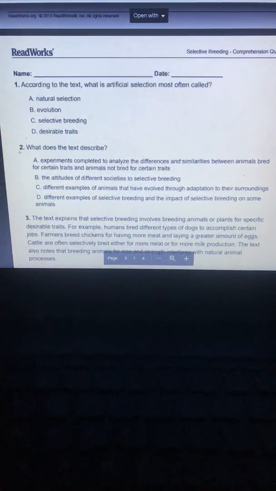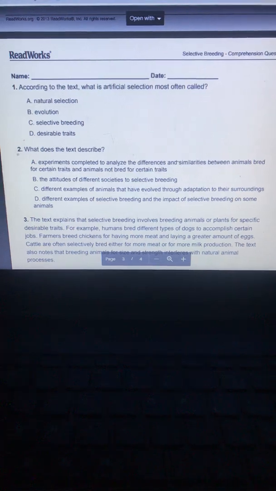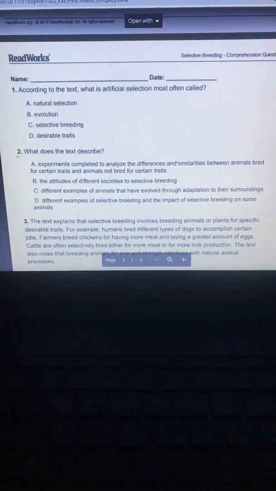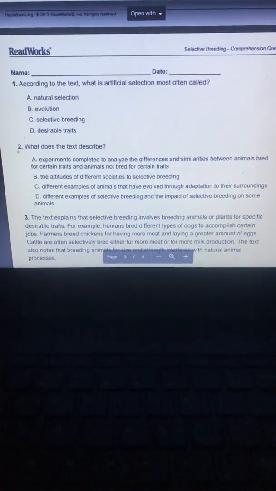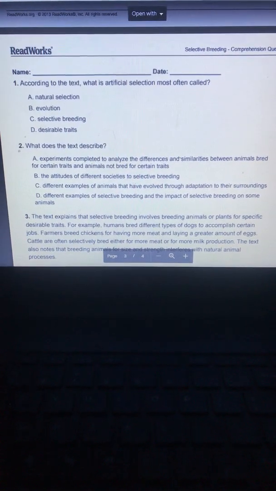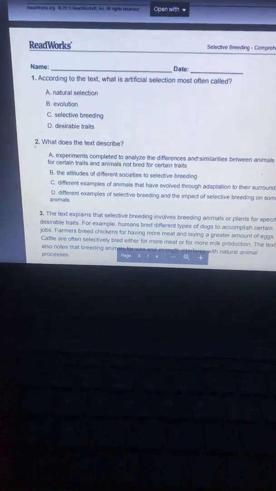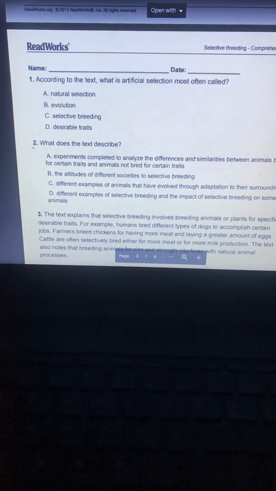B, the attitudes of different societies to selective breeding. So did this article concentrate on different societies' ideas of selective breeding or their opinions? If the whole article did not talk about that, then cross it out. If it did, leave it open as a choice.